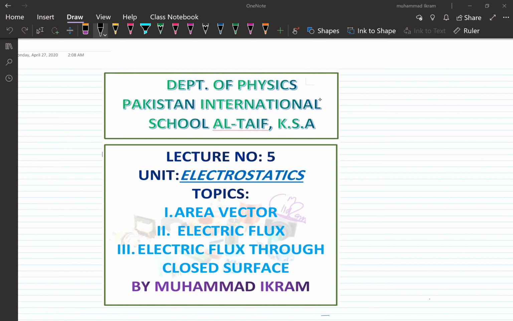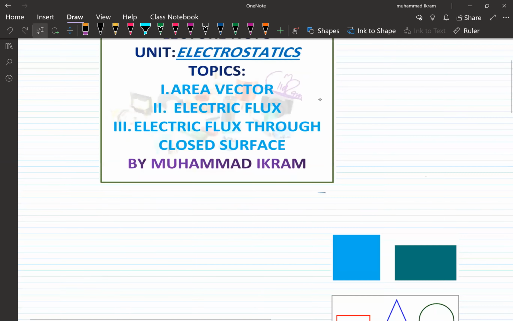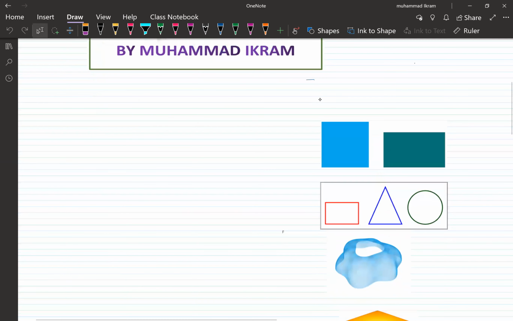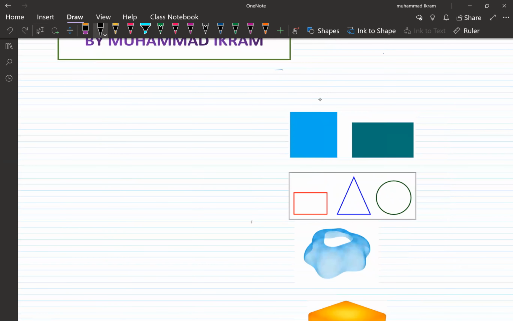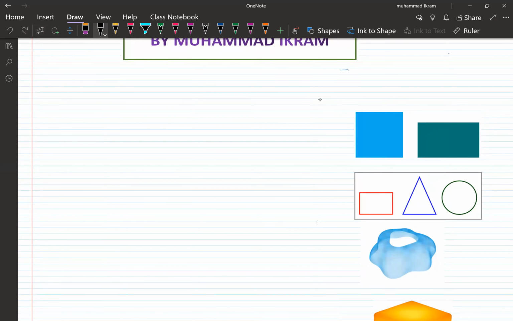Today's lecture is lecture number 5, Unit Electrostatics. Our topics today are area vector and electric flux through a closed surface. Although area vector is not our direct topic, it is extremely important, because to understand the concept of electric flux, we need to understand the area vector first. So let us start with the name of Allah Almighty. Bismillah ar-Rahman ar-Rahim. Our topic is the area vector.